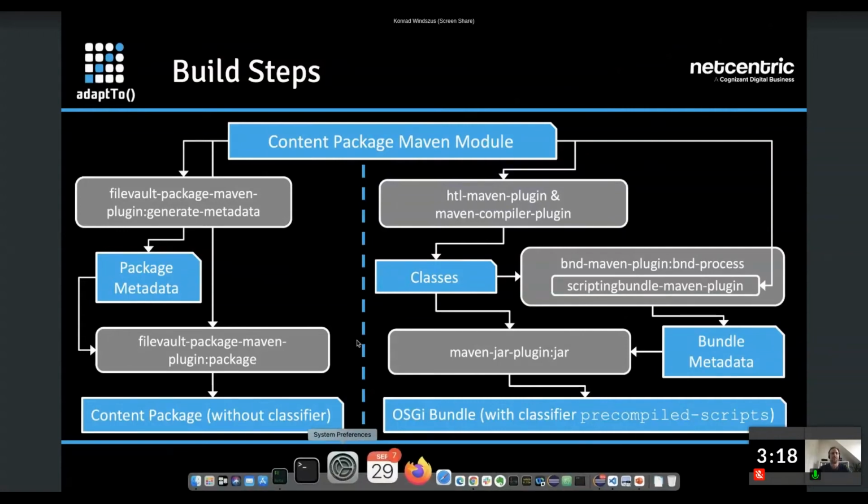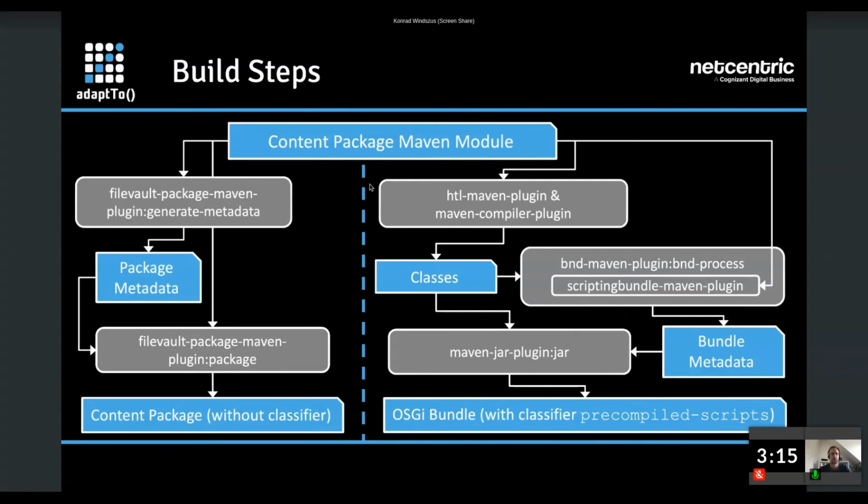So what I want to say here is that out of the same Maven module, you generate two different artifacts. On the left-hand side, you have the primary artifact, which is still the content package without any classifier. And that goes the regular way, meaning that you first generate the metadata with the FileVault package Maven plugin. And that metadata is then packed together with all your source files in the relevant source directory into a content package.